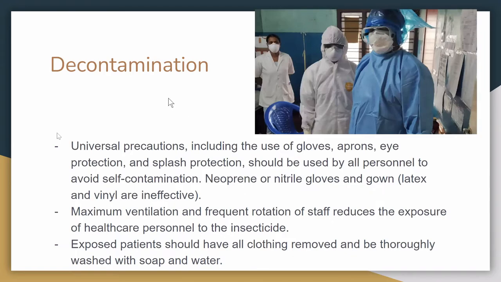Decontamination is next. So we have to protect ourselves for sure with full PPE, gloves, aprons, eye protection, splash protection. And what I read was that neoprene and nitrile gloves and gown are needed because latex and vinyl are ineffective. We also should consider a well-ventilated space and frequently rotating staff so that one staff member does not get overexposed. We also need to remove the clothing of the patients and thoroughly wash their body with soap and water, which I'm sure is easier said than done.